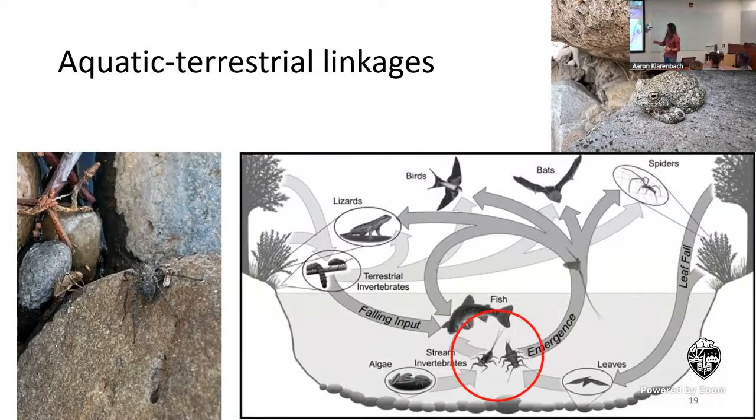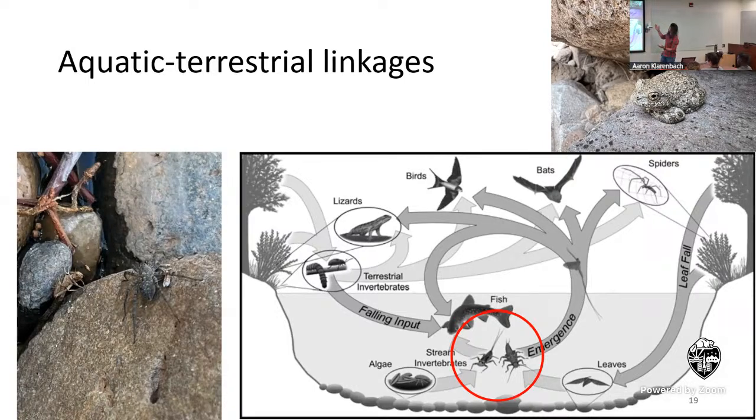So here's a food web from Baxter et al. We can see aquatic macroinvertebrates. They eat both aquatic primary production and detrital material that falls from leaves and other riparian vegetation, and they contribute to the food web, supporting fish, lizards, birds, bats, and spiders.